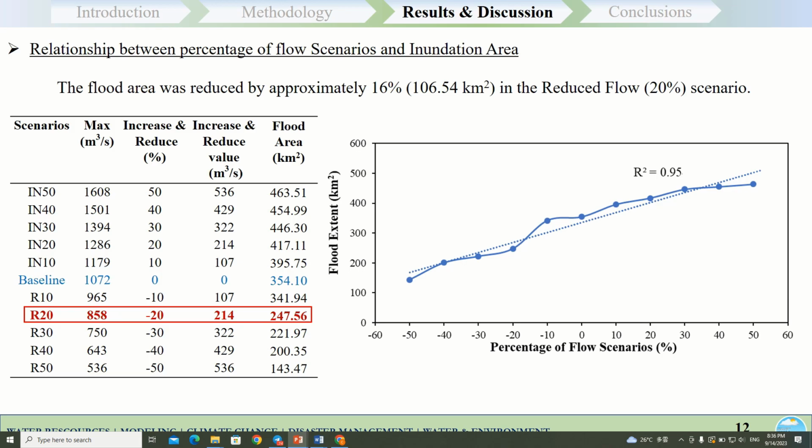This is the last result of our second objective. From the figure, you can see the relationship of the percentage increasing and reducing scenarios with flood inundation, with an R-squared of 95%.